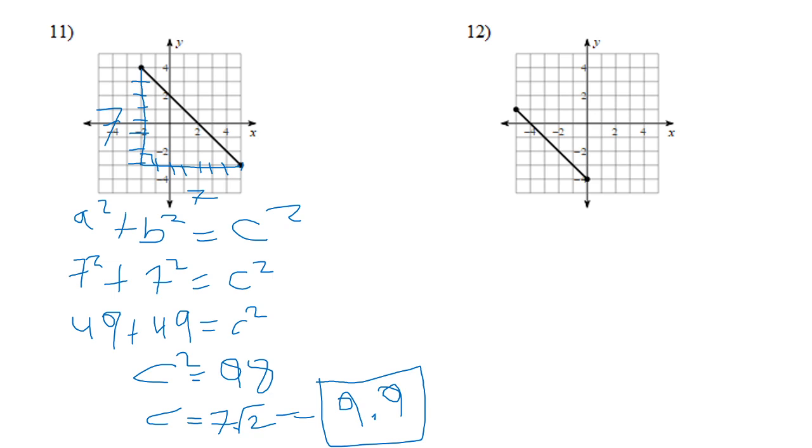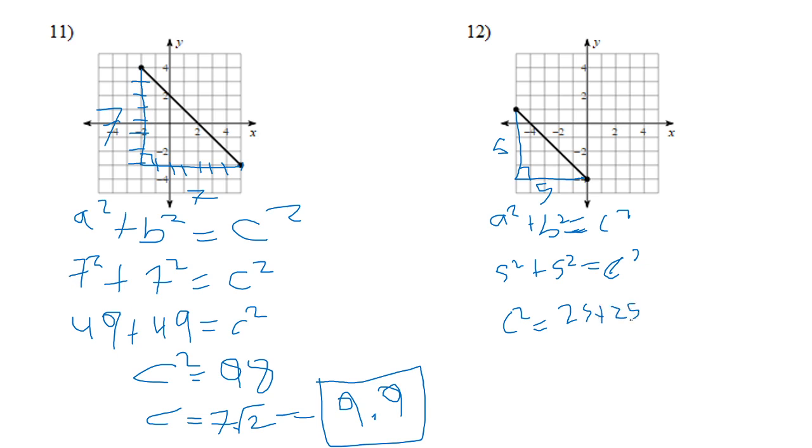All right, let's go over these. So once again, we have our a squared plus b squared equals c squared. Make our triangle. Right triangle. When you count, it's 5 and 5. So 5 squared plus 5 squared equals c squared. So c squared is going to be equal to 25 plus 25. I just switched it up because I was going to have to do that eventually. C squared equals 50.